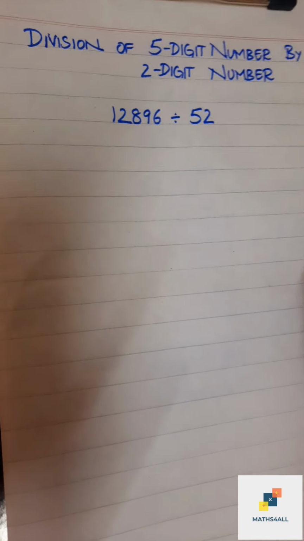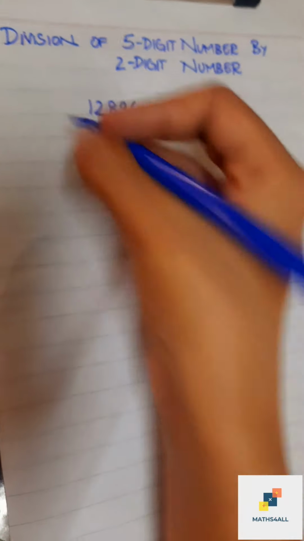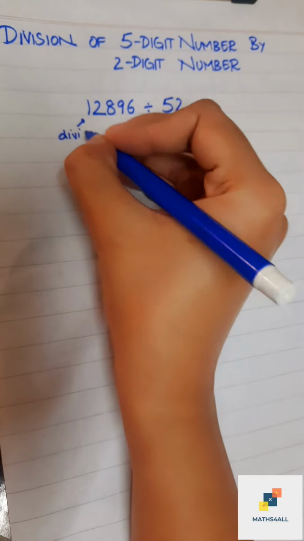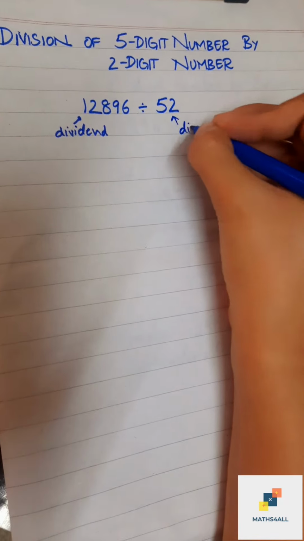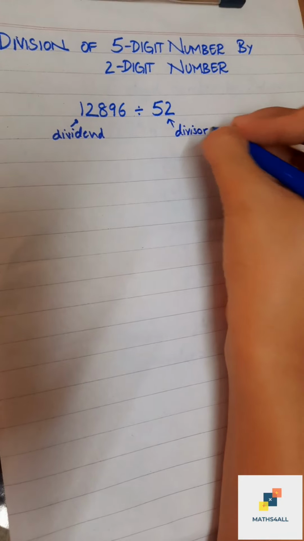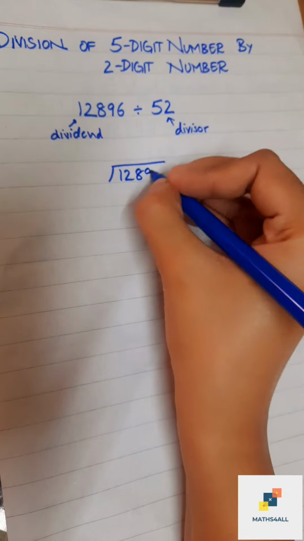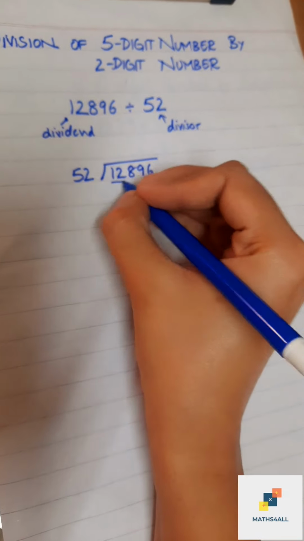Okay, so in this question, I'm going to solve a long division. We are going to divide a 5-digit number by a 2-digit number. 12896 is the dividend, and 52 is the divisor over here. So the dividend is written inside the division bracket, and 52 is written outside.